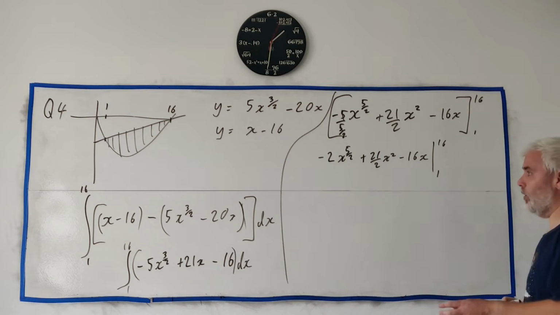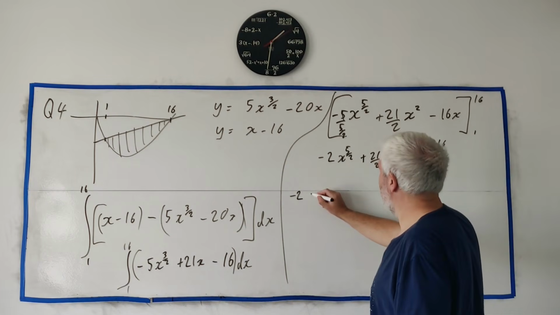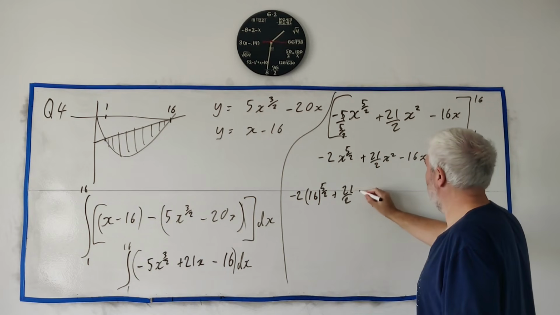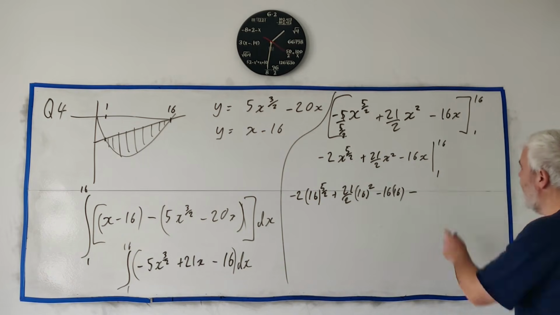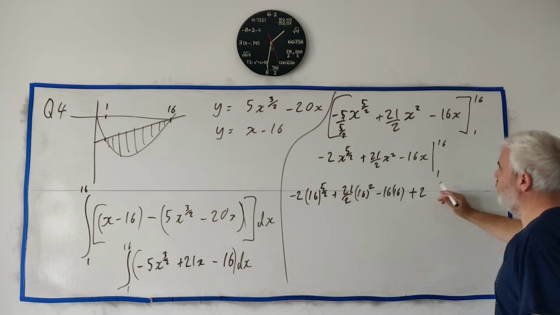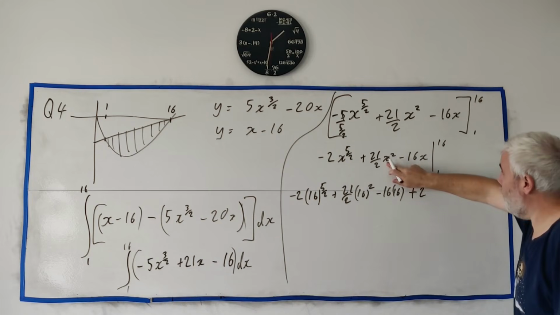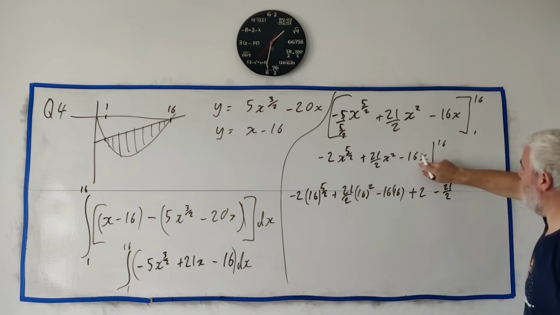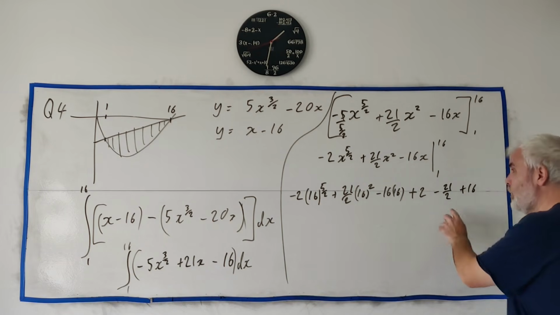So this is going to take a bit of work. I'll write it all out here and then we'll let our calculator do the work. This is going to be minus 2 times 16 to the power 5 over 2 plus 21 over 2 times 16 squared minus 16 times 16. Then we're going to take away putting 1 in. So we get minus 2 plus 21 over 2, since 1 to the power of 5 over 2 is just 1 and 1 squared is just 1. Minus 16 becomes plus 16 times 1. And we just put all this into a calculator.